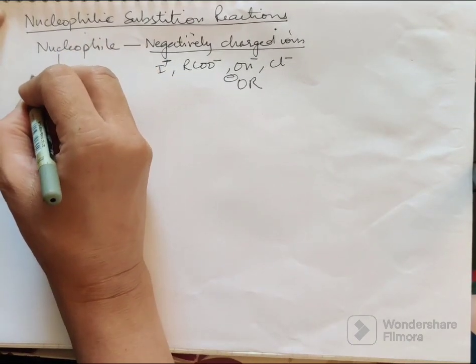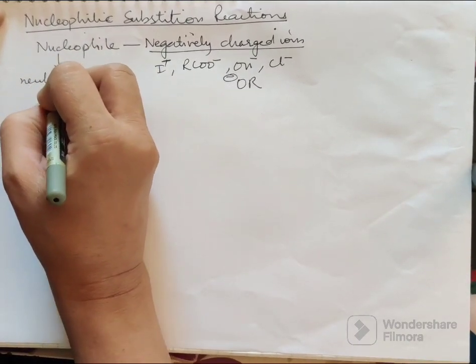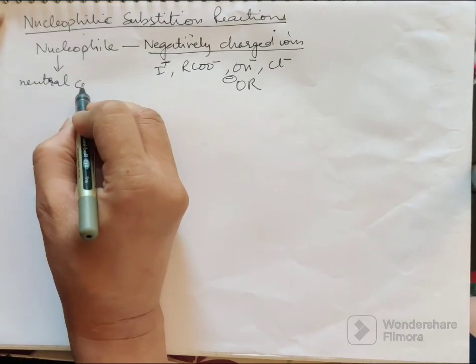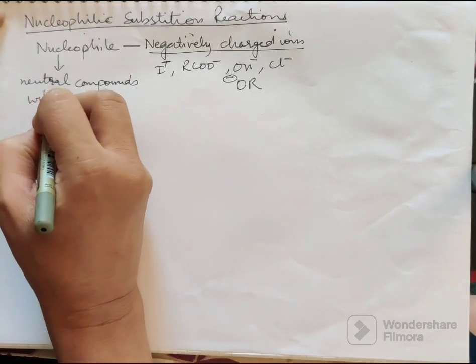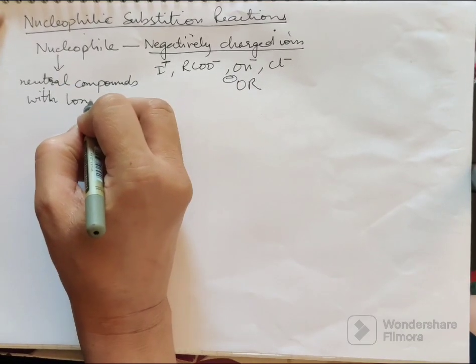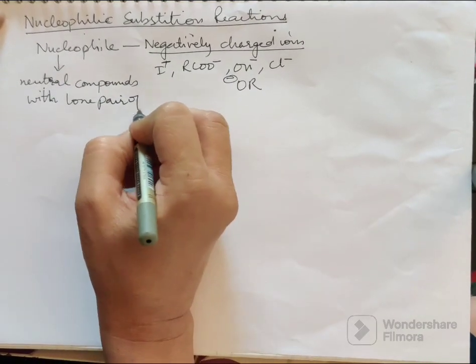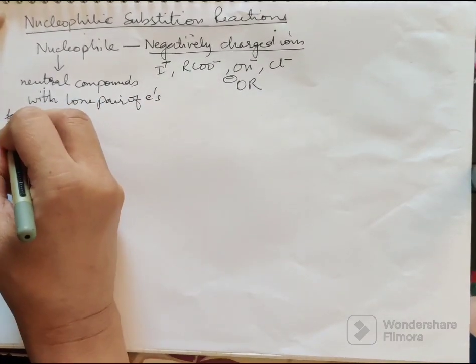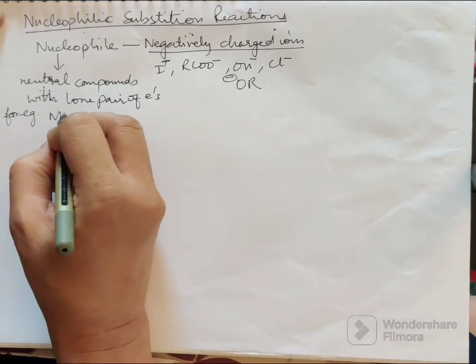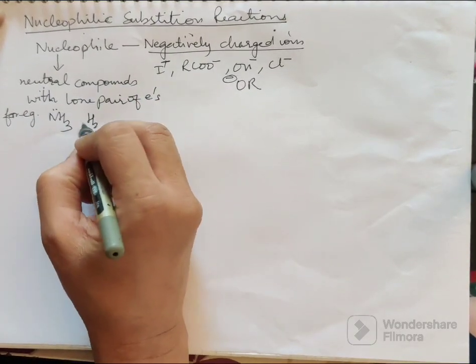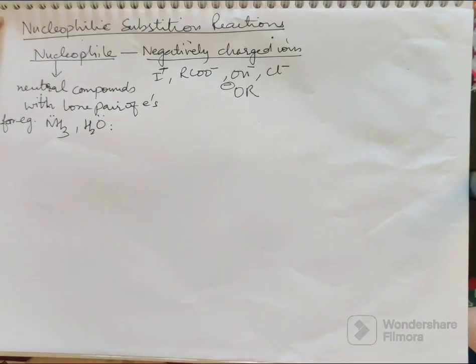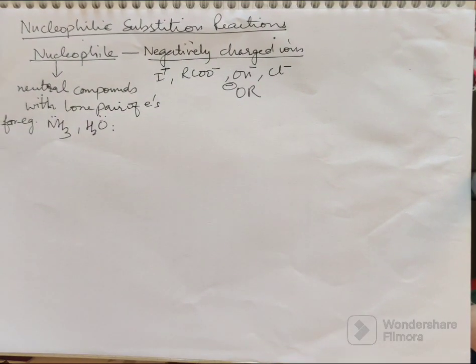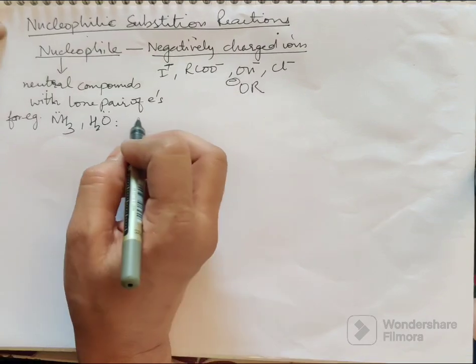Or they can be neutral compounds but with lone pairs of electrons. With lone pair of electrons. For example, NH3, water, which has lone pairs. So nucleophiles are negatively charged ions or could be neutral species with lone pair of electrons.